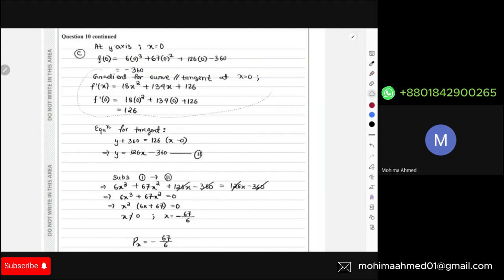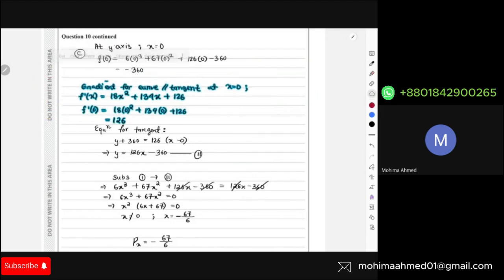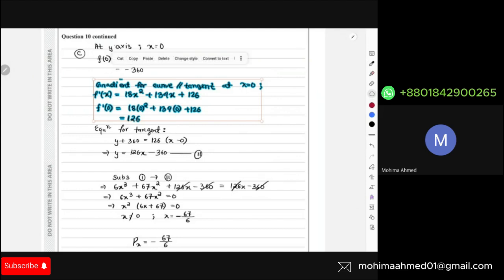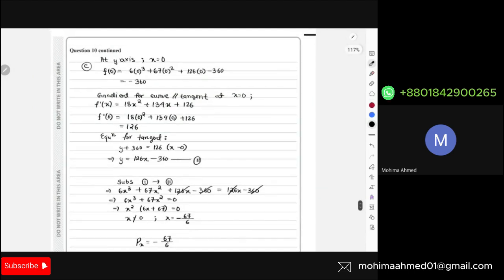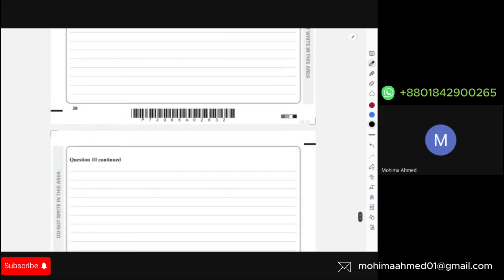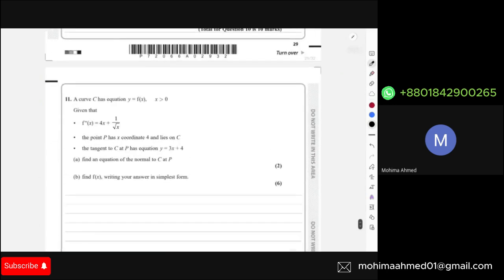Is this clear? Any problem from this part? Anshat, Arif, any problem? Sorry. Okay. If there is no problem, then we'll quickly move on to your last question.